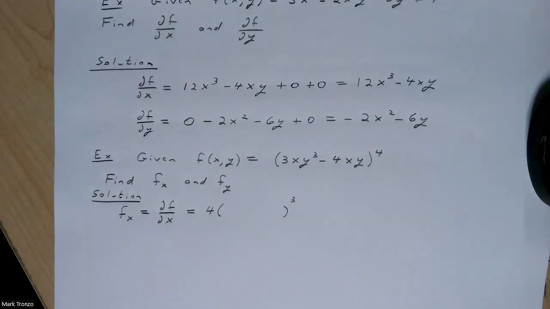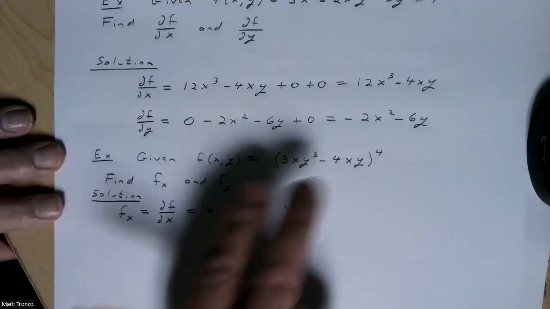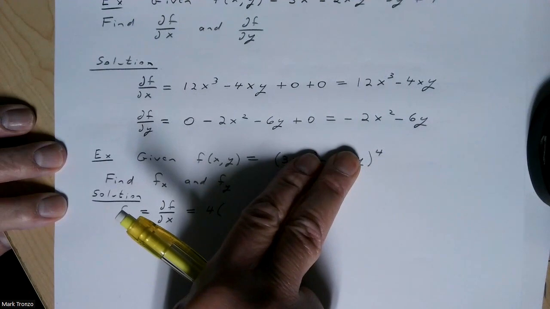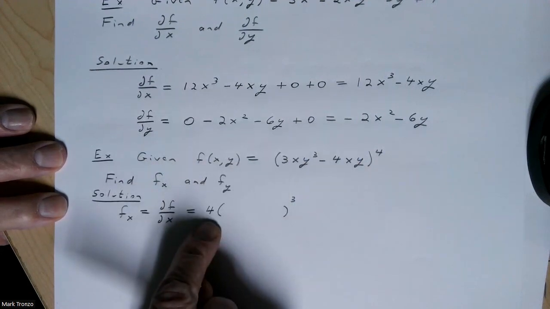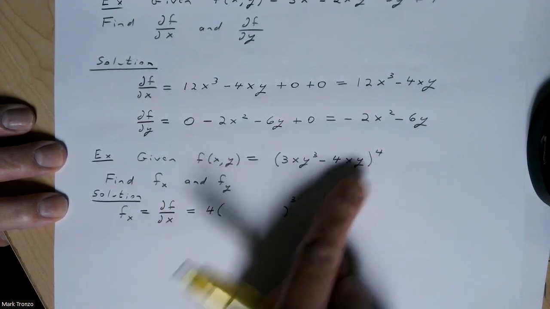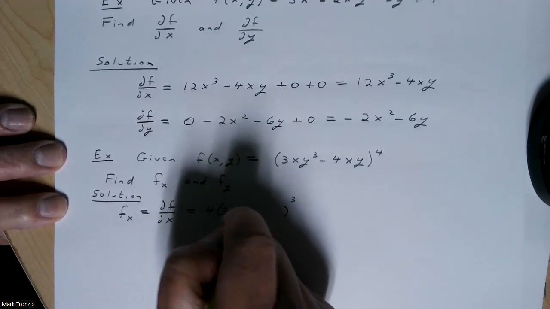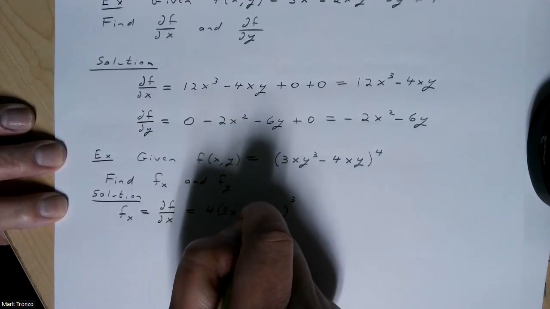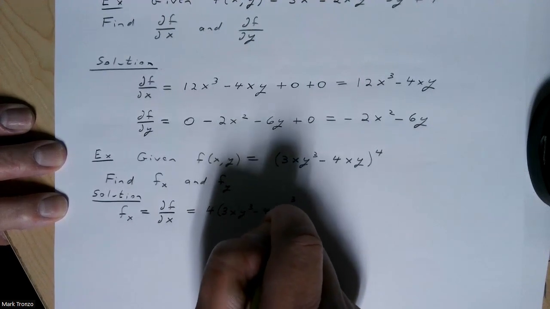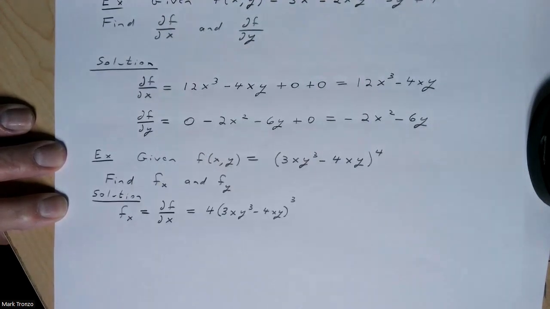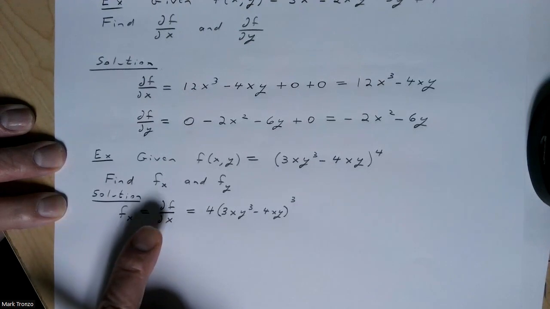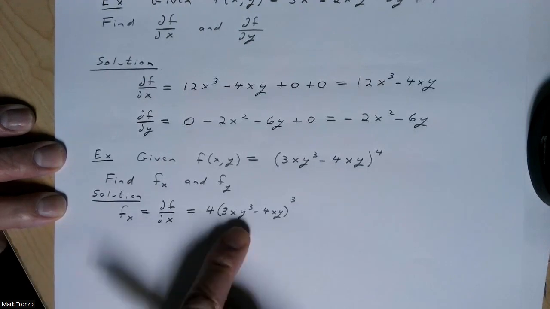And subtracting 1. So it's almost like this is like an x. You bring the 4 down, subtract 1 like this, and then the inside stays the same. And now we're taking the derivative with respect to x only, so that means we're treating everything else as constants.